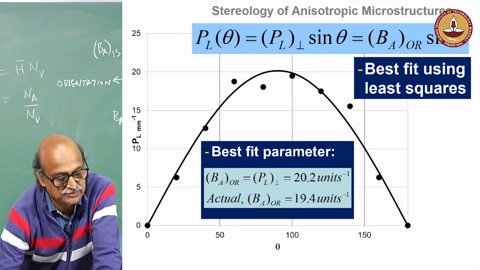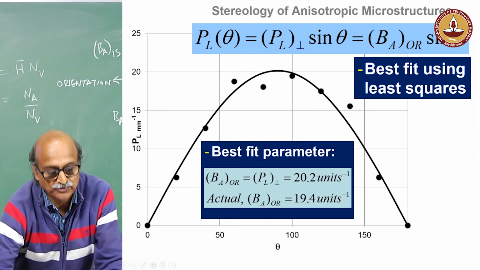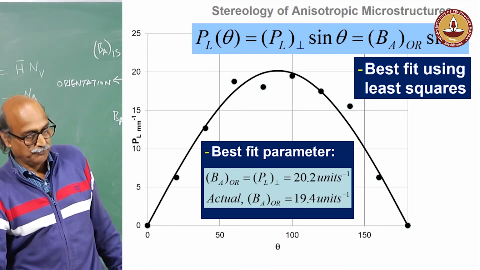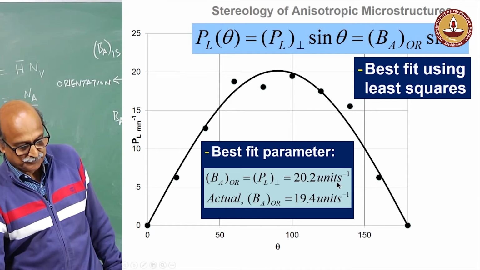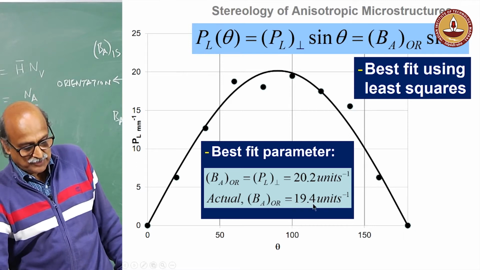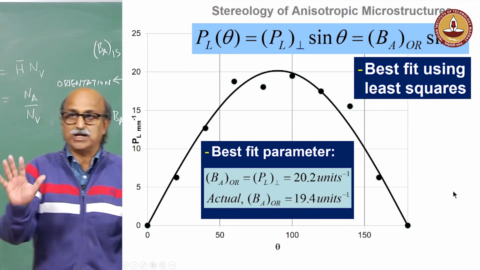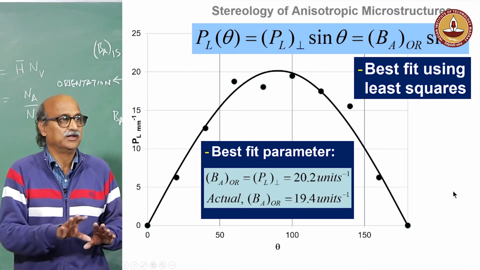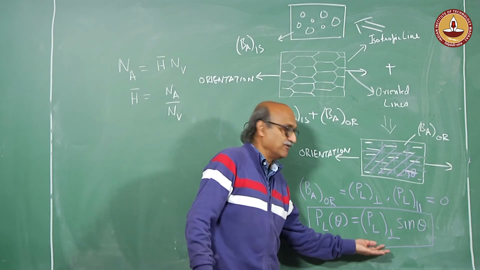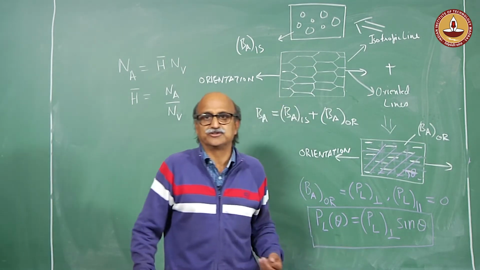Through this process of fitting using least squares, I got of the order of 20.1 or 20.2 per unit, and the actual value I should get is of the order of 19.4. So, I am very close to the correct value, and this also shows that there is a validity to this particular relationship that is there.